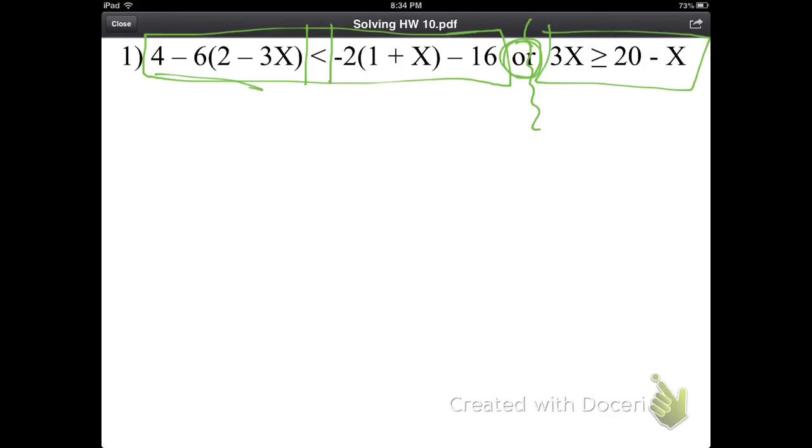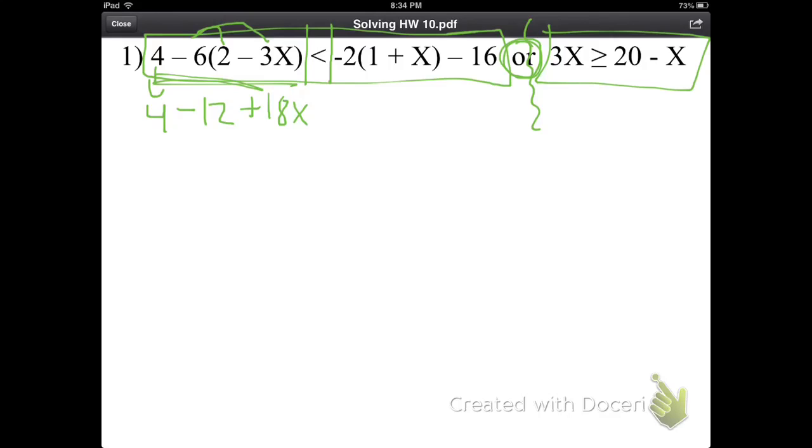Left side. Here, I notice I got a 6 and a negative 6 in front of the parentheses. I'm going to distribute. Negative 6 times 2 gets me negative 12. Negative 6 times negative 3x gets me positive 18x, because negative times negative is positive. And don't forget the 4 out front. Okay? Left side now looks a lot easier to deal with.